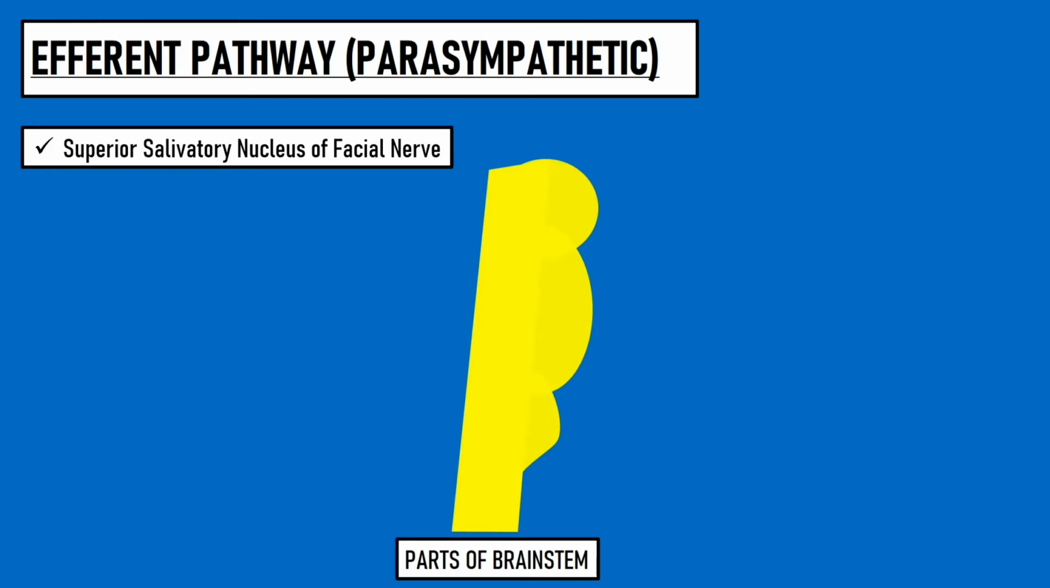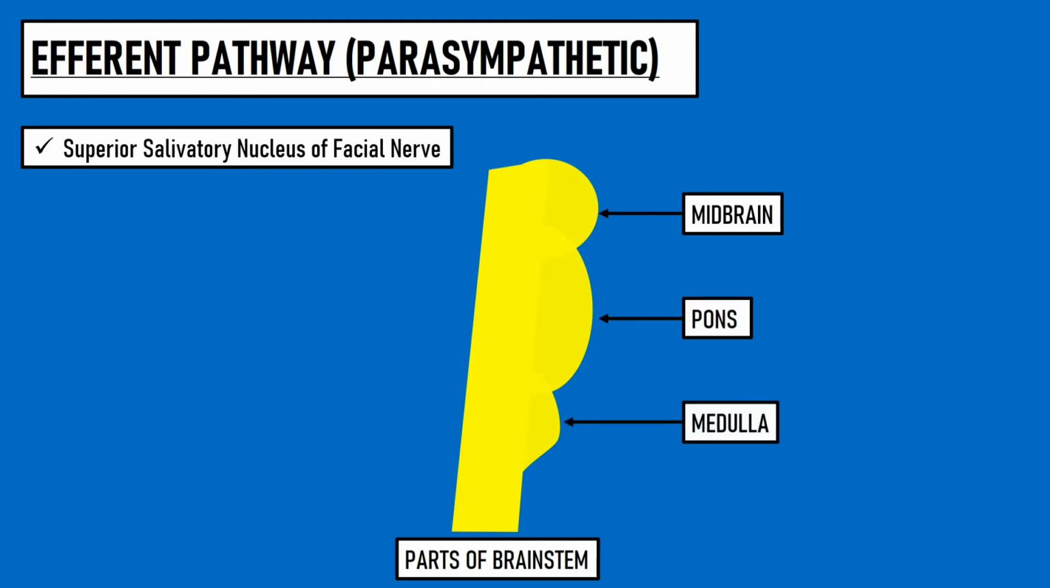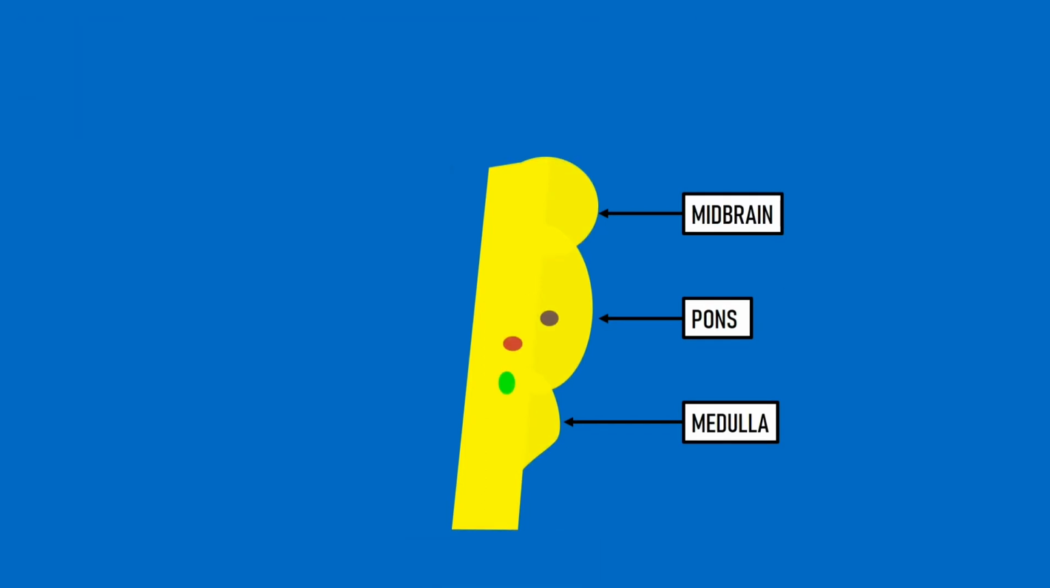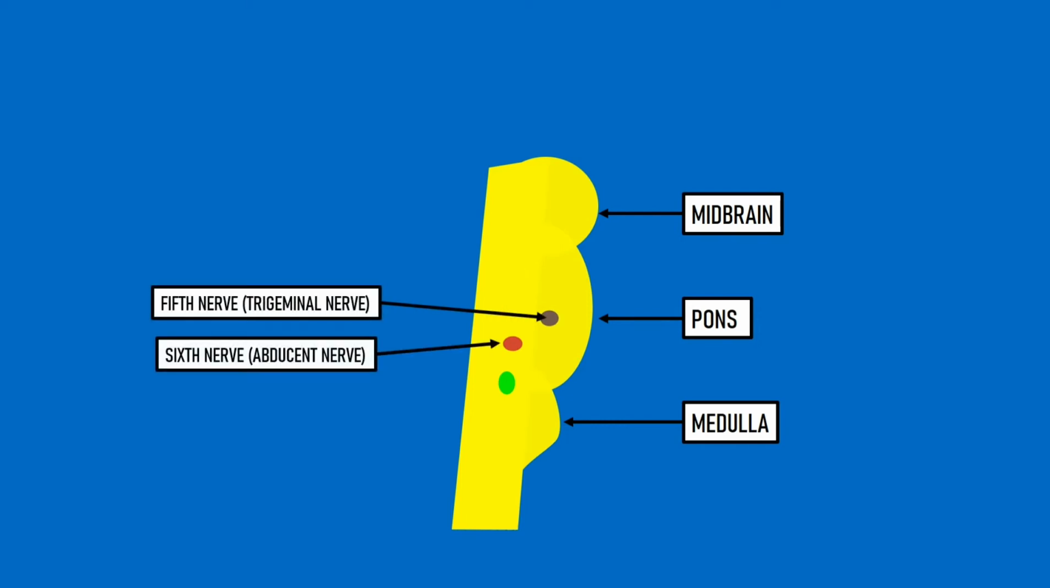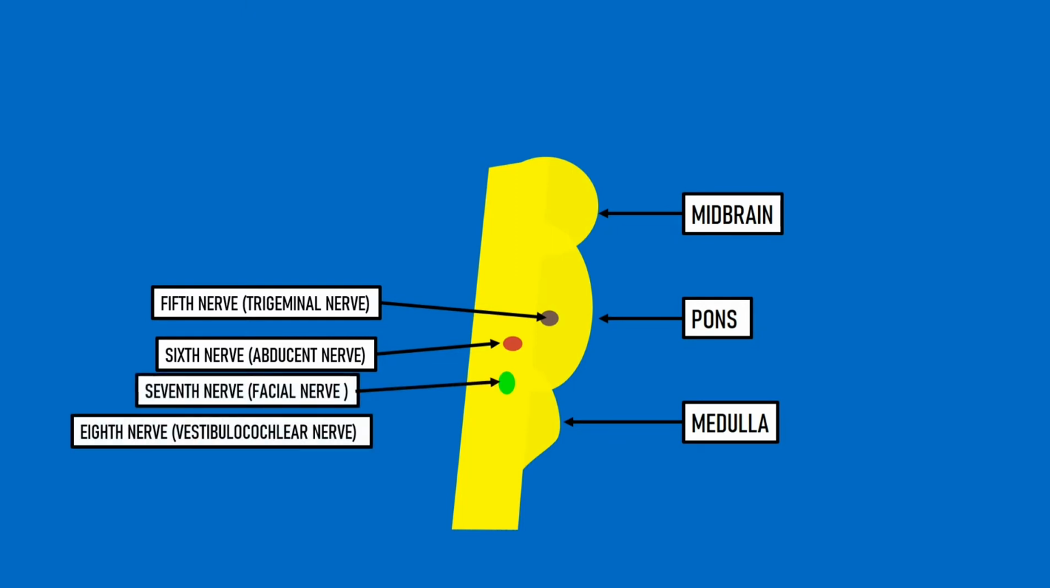We all know that the brainstem has 3 parts. From top to the bottom, they are the midbrain, pons and the medulla oblongata. We will concentrate on the pons. Pons contains the nuclei of 4 cranial nerves, the 5th nerve or the trigeminal nerve, the 6th nerve or the abducent nerve, the 7th nerve or the facial nerve, and the 8th cranial nerve, that is the vestibulocochlear nerve. I have not drawn the 8th nerve nucleus in this diagram.